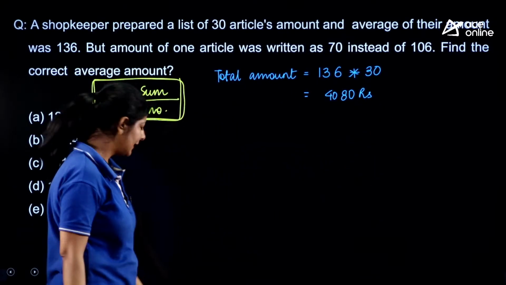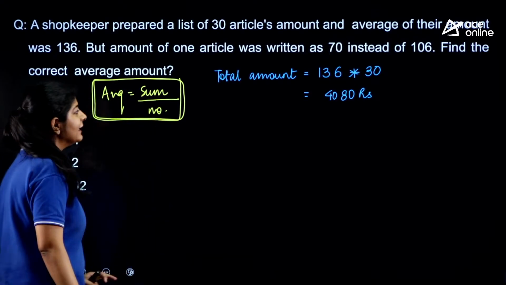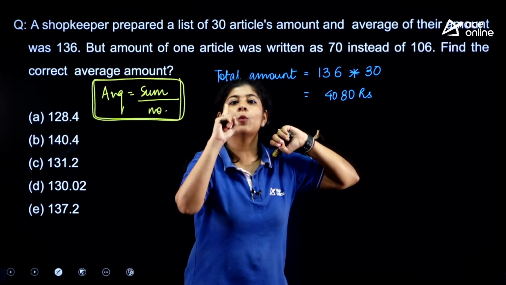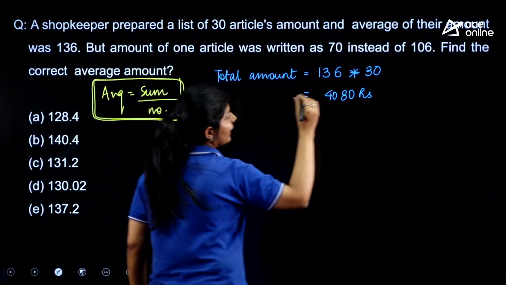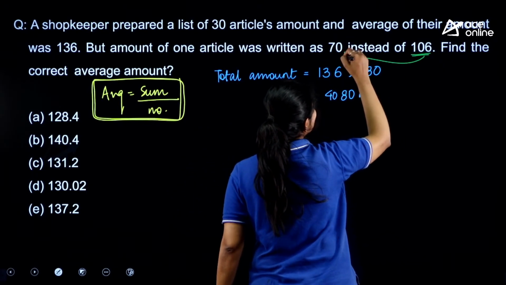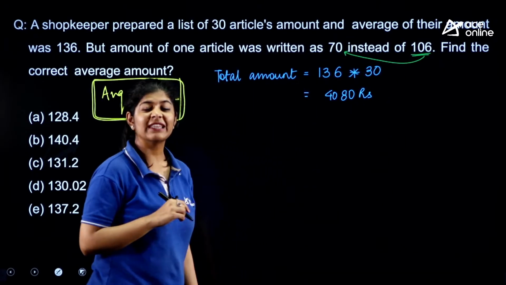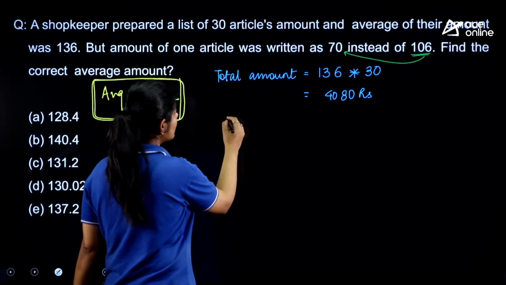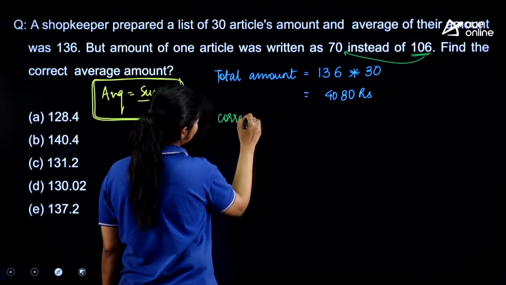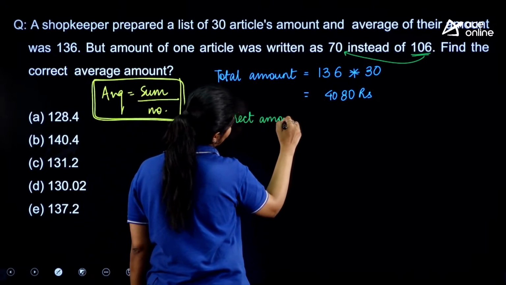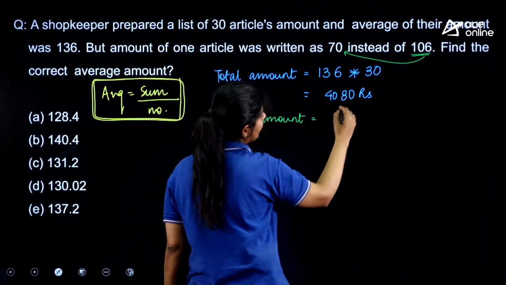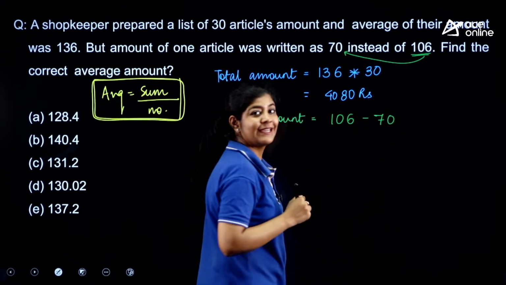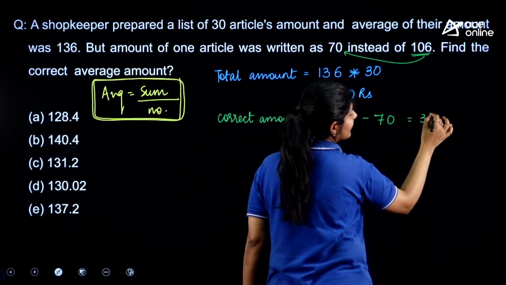But the question is saying that in these 30 articles, some mistake is done in one article, right? Instead of writing 106, we have written 70. We have written 70, that means we have written 36 rupees less. So we need to write down the correct amount. Initially we need to write 106, but instead of that we wrote 70. That means we need to add 36 more.